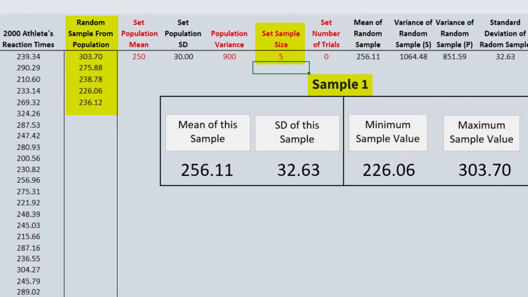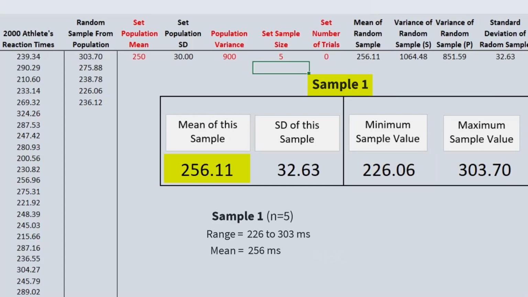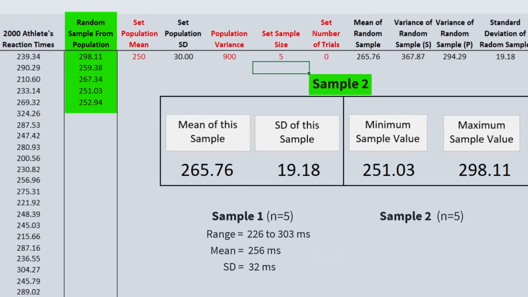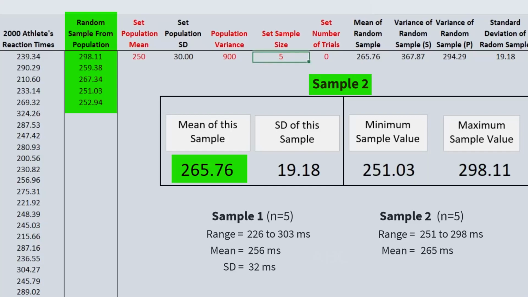Examining the first sample, we see that the reaction times of the 5 athletes selected vary as one would expect. Different athletes naturally have different reaction times to visual stimuli. The reaction times of the athletes randomly selected in this sample ranged from about 226 to 303 milliseconds. The mean reaction time for this sample is about 256 milliseconds, with a standard deviation of about 32 milliseconds. Drawing a second random sample of 5 athletes, we observe reaction times ranged from about 251 to 298 milliseconds. The mean reaction time for this sample is about 265 milliseconds, and the standard deviation is about 19 milliseconds.